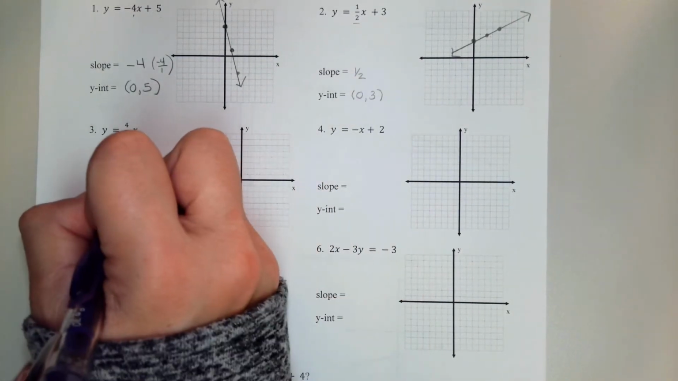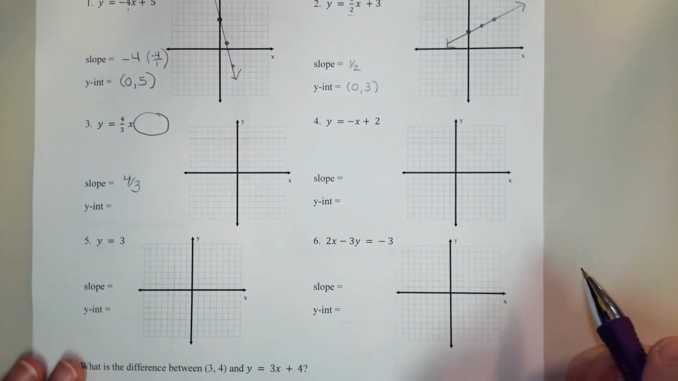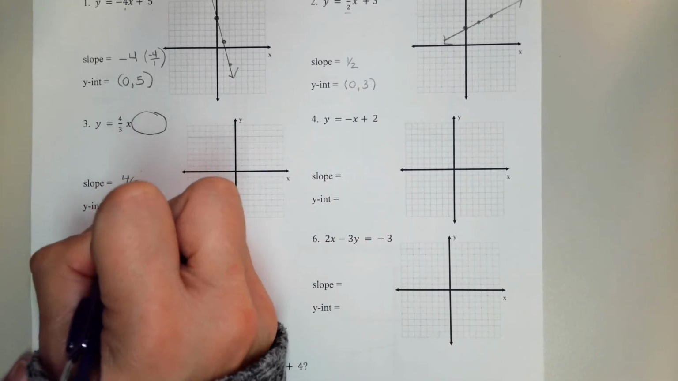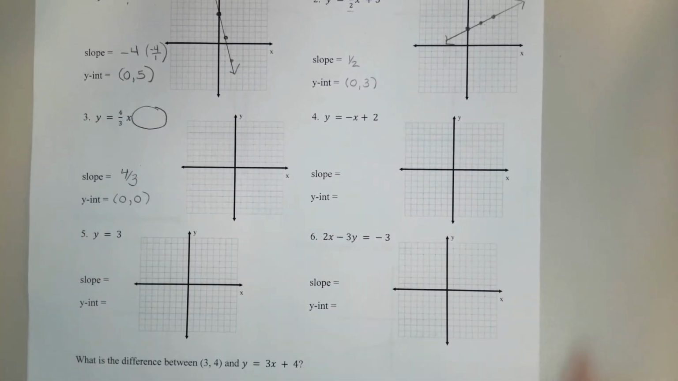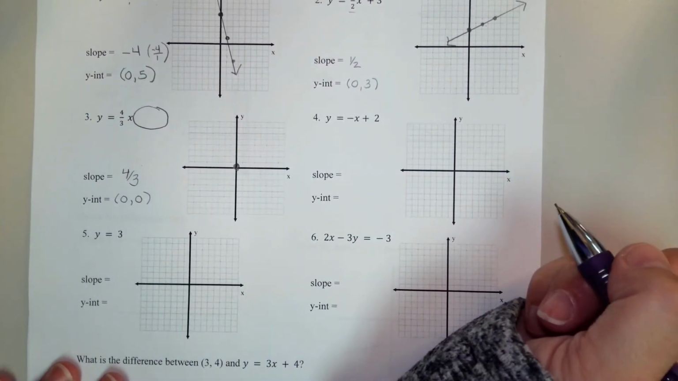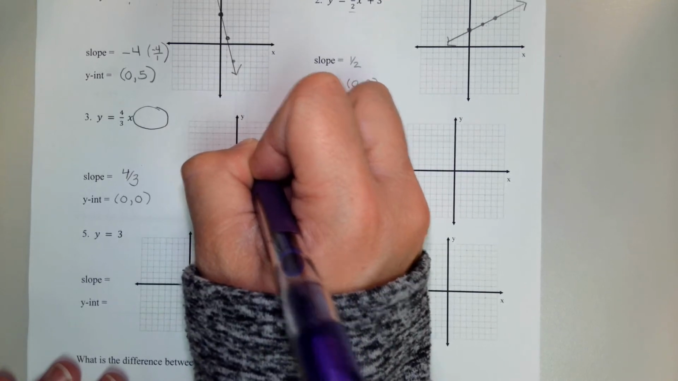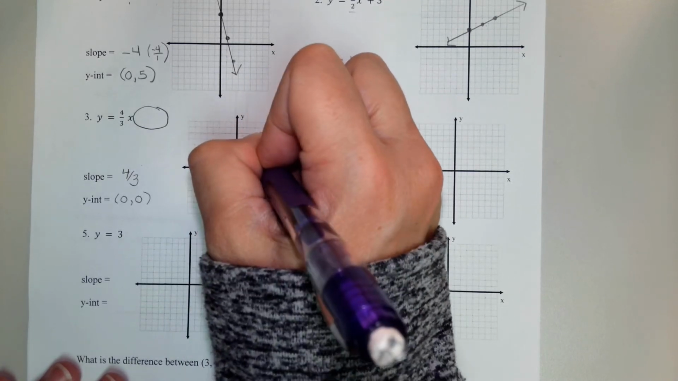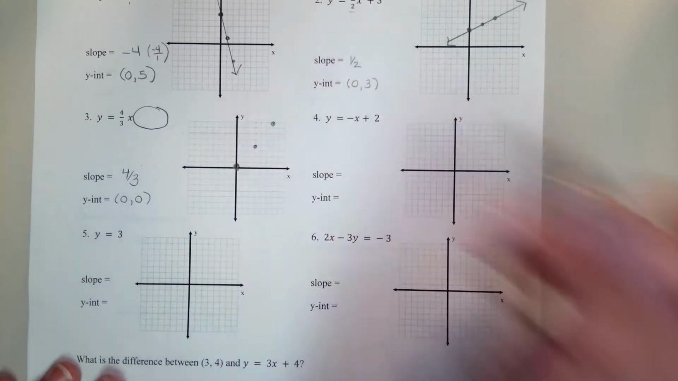Number 3, the slope is 4/3, but if I look, there's nothing where the b should be. That does not mean that it doesn't have a y-intercept. What that means is that the y-intercept is 0, so it's at our origin. You wouldn't tell me that there's no y-intercept because there is. There's a 0, and 0 is a number, so we use it. Starting at the origin, we go up 4 and to the right 3. And again, from there I can go up 4 and right 3.